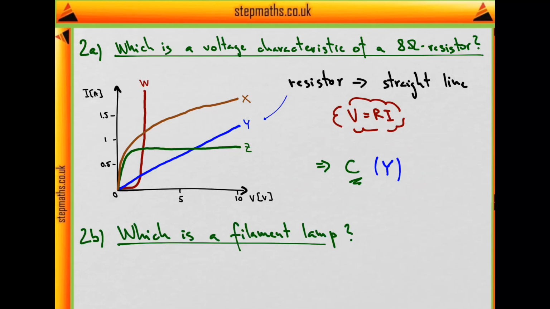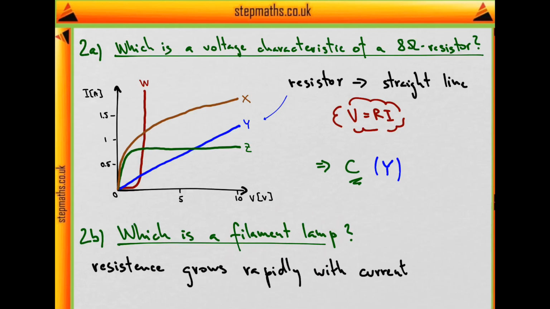Part B, on a similar note, which is the voltage characteristic of a filament lamp? Well, in order for the filament lamp to glow, the resistance must grow rapidly with current. This high resistance is what makes the lamp glow. The energy is not passed through the filament, but it's radiated as electromagnetic radiation.